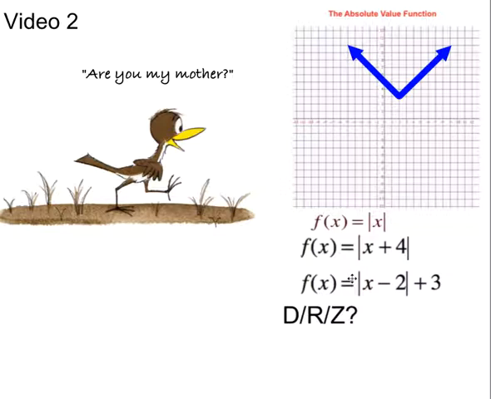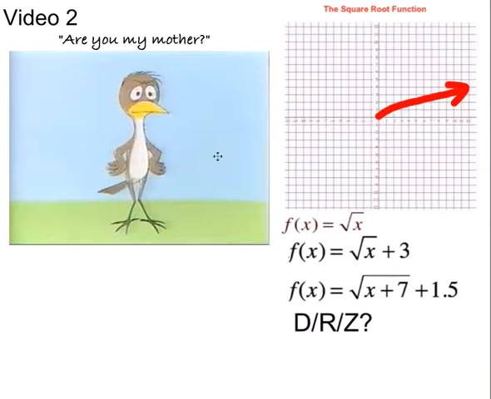So what you guys are going to do for part 1 here is figure out the domain, range, and zeros of this newly transformed graph based on the translations. And for the second part, we're going to look at the square root function.